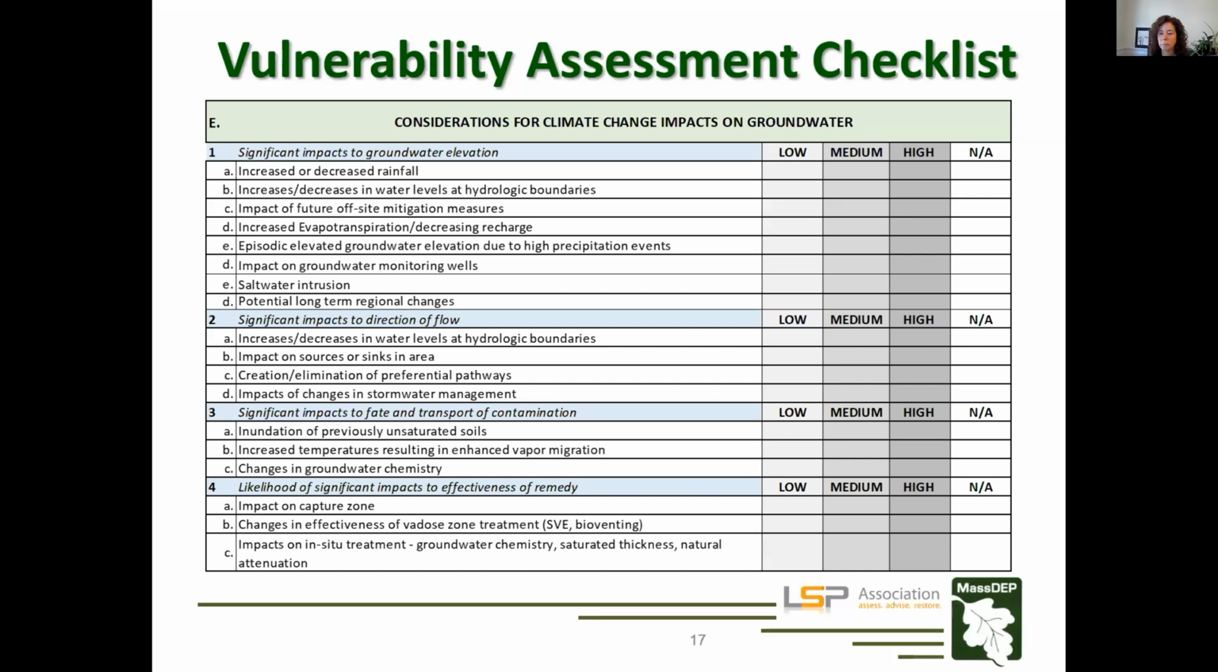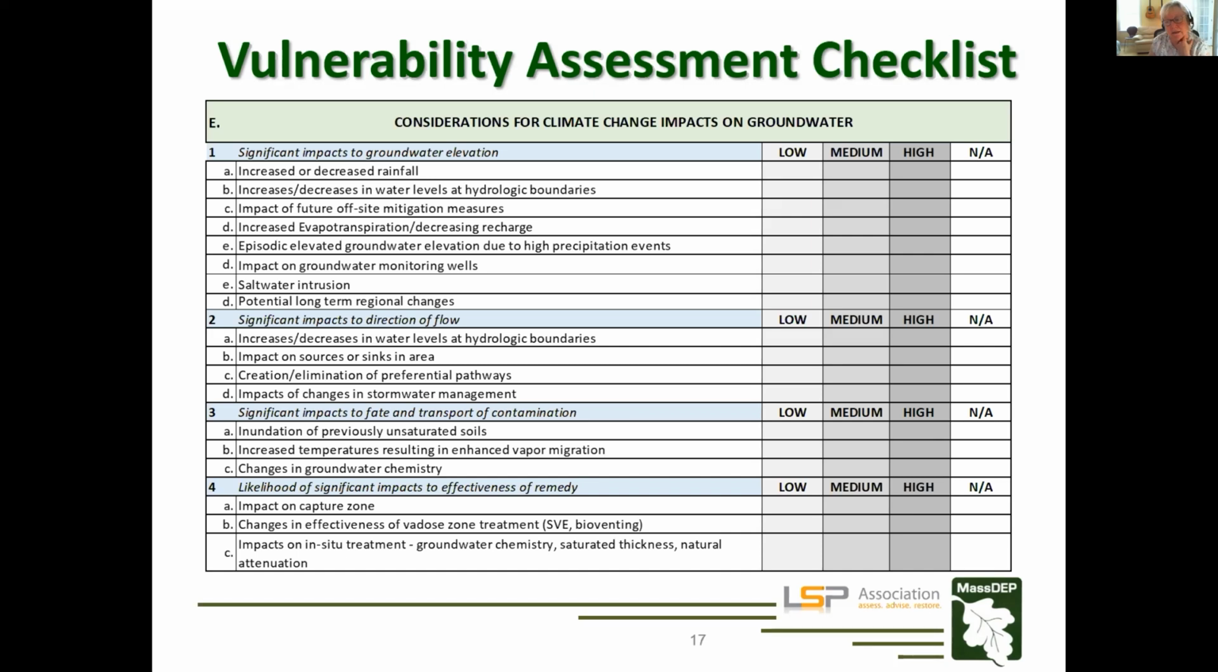we've been trying to find and make available whatever other resources we can to help LSPs do their due diligence in considering these kinds of effects or this level of vulnerability.